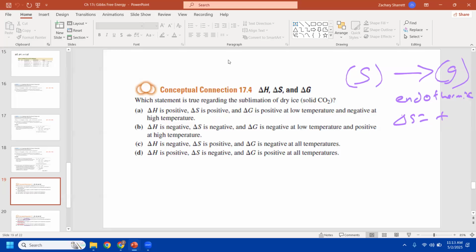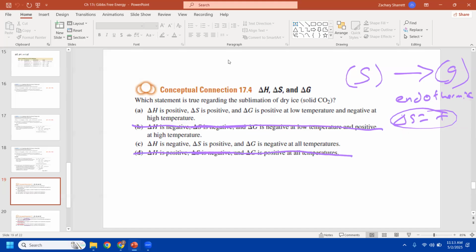So delta S is positive. So what can we eliminate of these four options? If you ever had a multiple choice test, this is a good way to go about it. So Bailey, which one can we eliminate? Which ones do not have delta S is positive? What letters? B and D. So you see how we do that? And now we can eliminate those and not have to even worry about them.